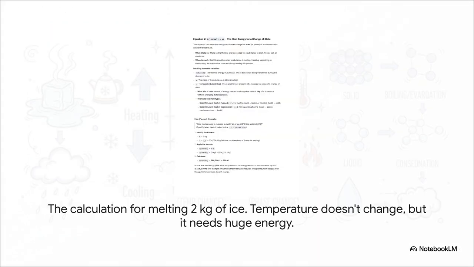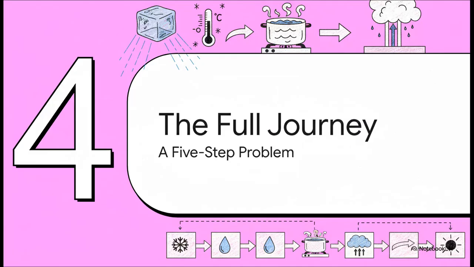So let's go back to our 2 kilograms of ice at 0 degrees and calculate the energy to melt it. It's just mass times the latent heat of fusion, so 2 times 334,000, which gives us 668,000 joules. Get this, that's almost as much energy as it took to heat the water by 80 degrees, but in this case, the temperature didn't budge at all. Wild.